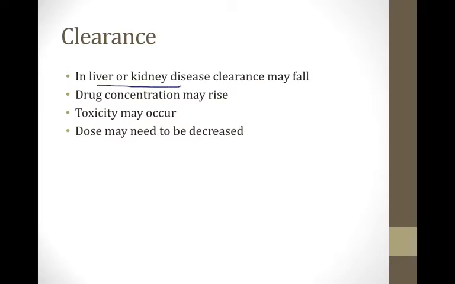If you know that the liver and kidneys clear drugs from the body, then it's easy to imagine that in liver or kidney disease, the clearance rate may fall. This means that the concentration of the drug in the plasma may rise, and sometimes toxicity can occur. And many drugs need to have their dosages adjusted in patients who have kidney or liver disease.